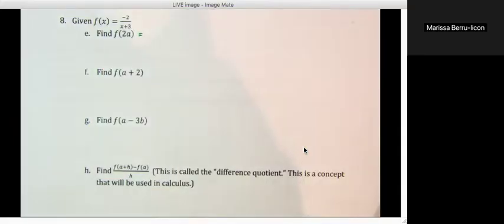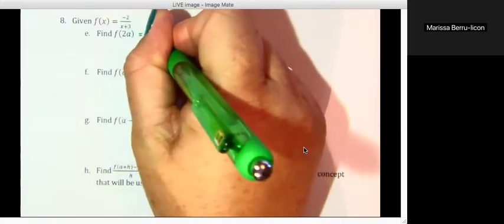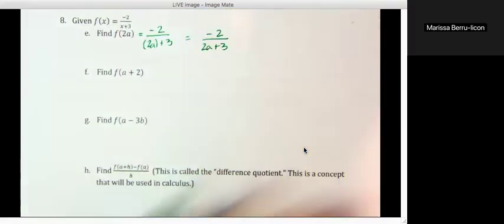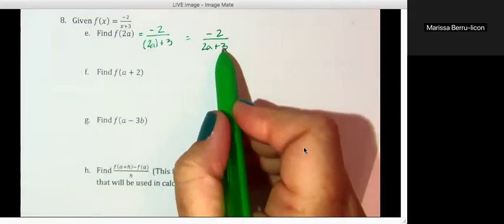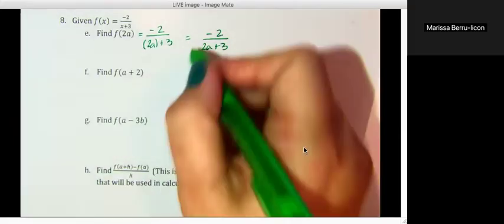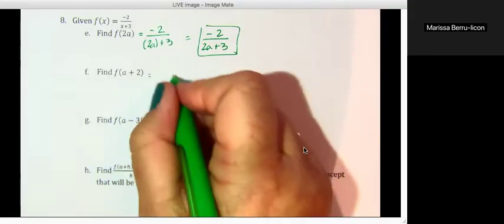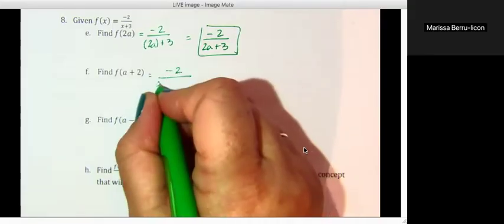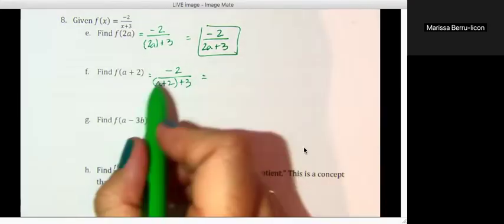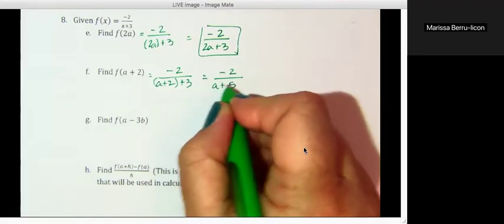Plugging in 2a for x, I have negative 2 over 2a plus 3, and that's just negative 2 over 2a plus 3. If this was an even number here, maybe 4, I could reduce this, but since there's not a common factor among all three terms, that is what we're left with. Plugging in a plus 2, I have negative 2 over a plus 2 plus 3. I can combine like terms, I don't really need those parentheses there, I have a plus 5, and that would be my answer.